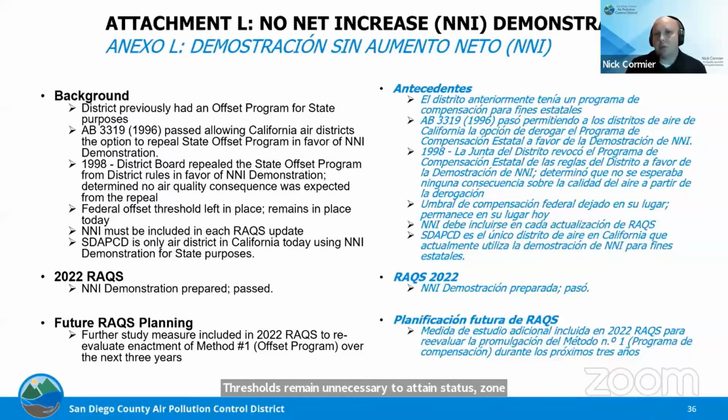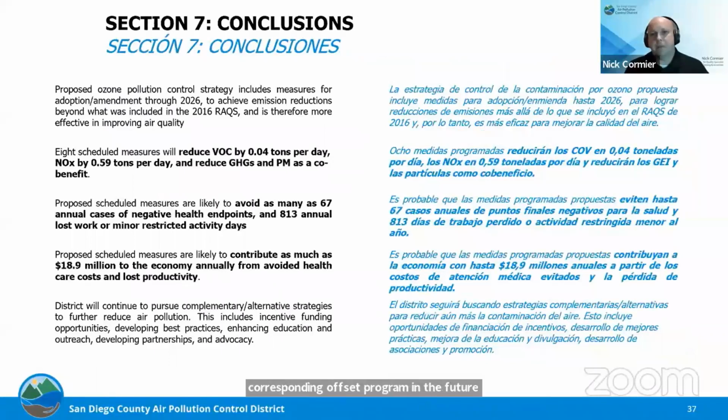However, to ensure the district is prepared for any challenges in preparing this demonstration in the future, the 2022 RACS also includes a further study measure to consider reinstituting the state emission offset threshold and a corresponding offset program in the future.